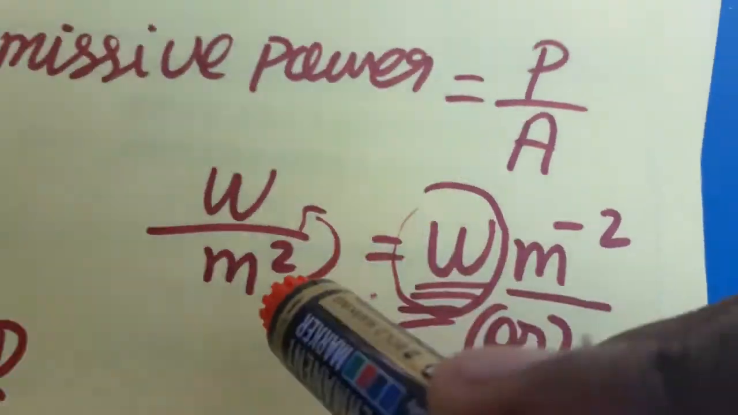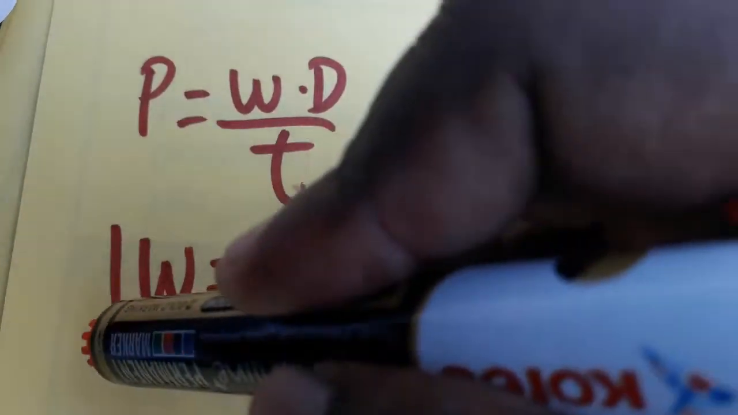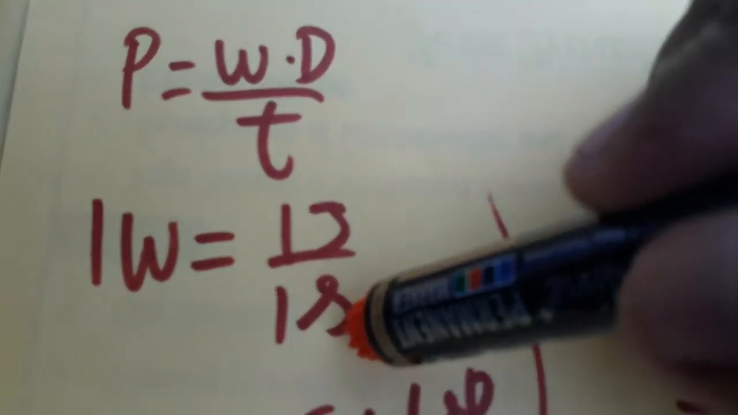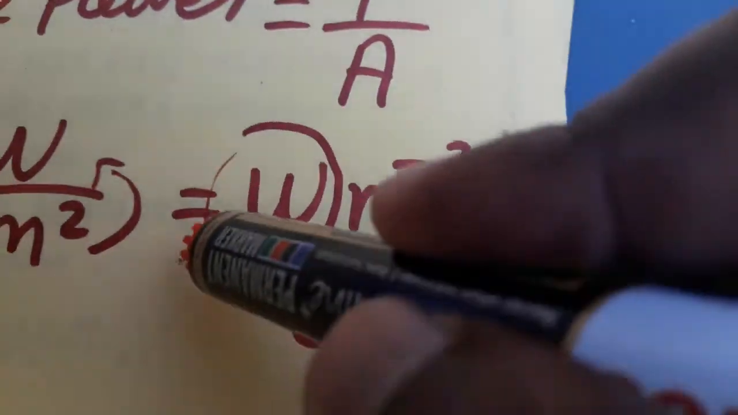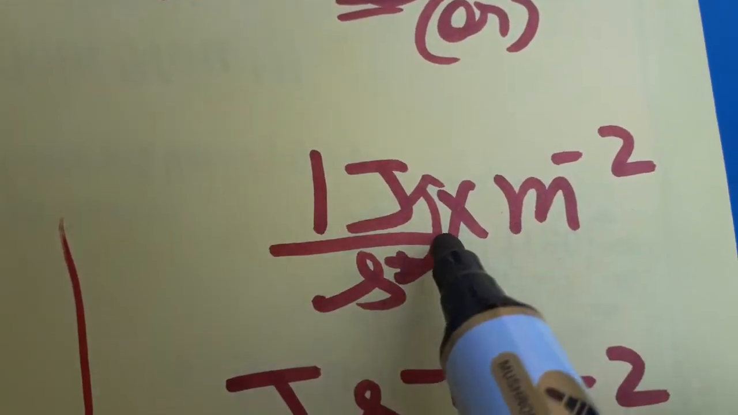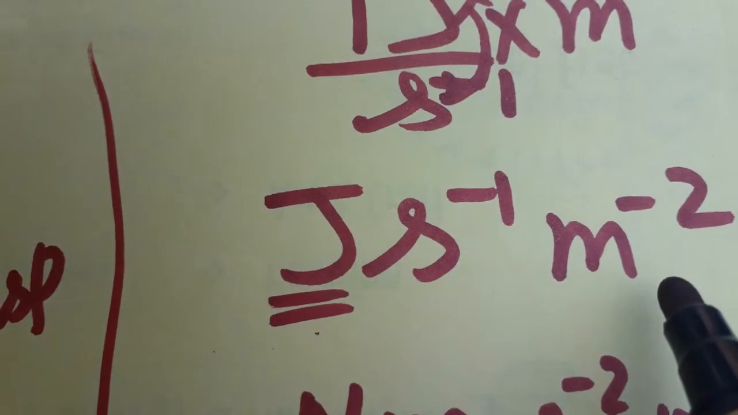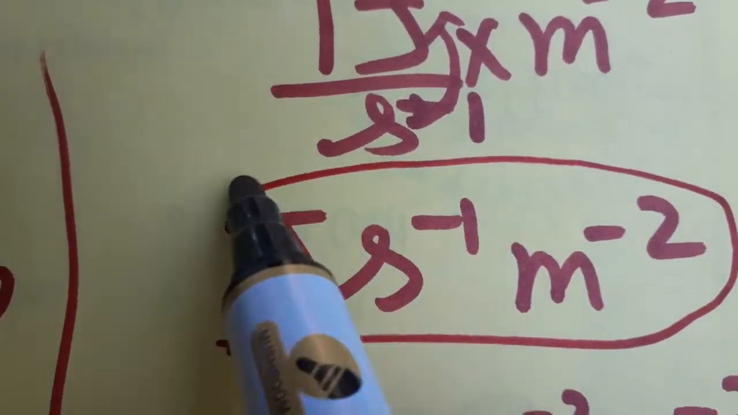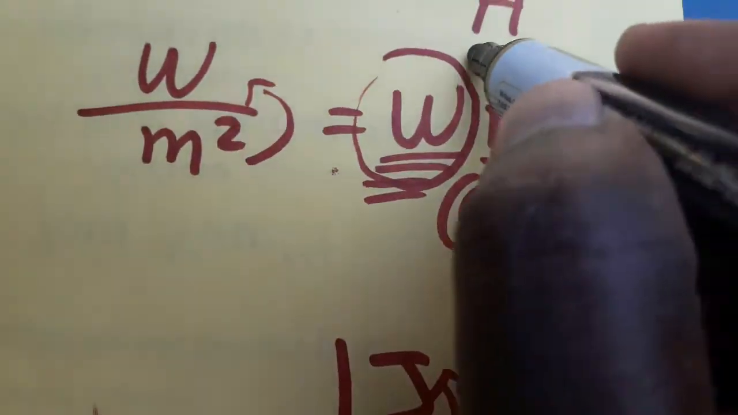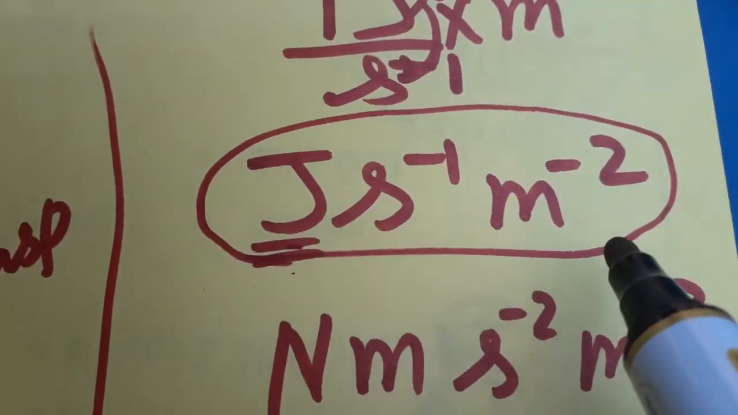And what is a watt? Watt is the SI unit of power. Power is equal to work done by time, so 1 watt is equal to 1 joule by 1 second. So instead of writing watt, you can write joule per second. The second from the denominator is taken as a numerator, so joule, second inverse, meter minus 2. This is also one of the units of emissive power. The first unit we can take is watt meter minus 2, and the second unit is joule second inverse meter minus 2.